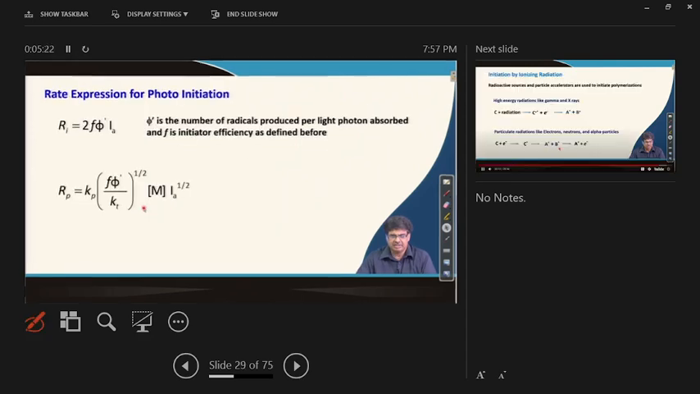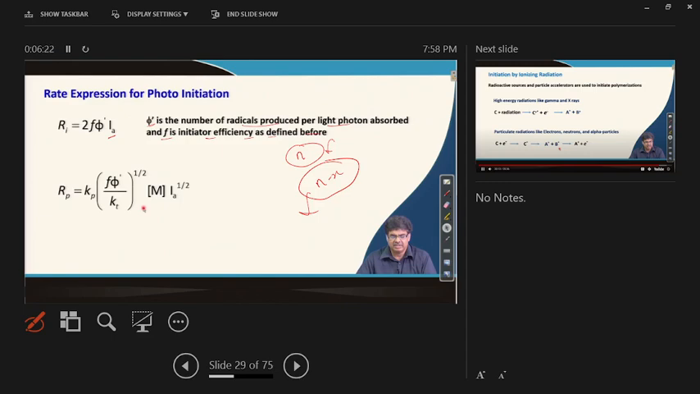Okay, so the rate of initiation for photoinitiation. Now it does not depend on the concentration. Okay, it depends on Ia. Phi is the number of radicals produced per light photon absorbed. How many radicals are produced per photon, meaning in one photon how many radicals are produced, is known as phi. And f is the initiator efficiency, defined below. You can say that n radicals are formed by the falling of light, but only n minus x radicals are available for reaction, so the efficiency is less. Okay, so you need to find it like that.